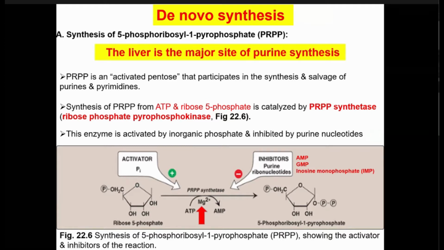It's like, let's say you want to build a car. You need to start from the beginning, make the engine, make the wheels, everything from the basics. This is de novo. However, if you want to salvage, for instance, the engine is already there, the wheels are already there. You just come and build them up together. So this is salvage.